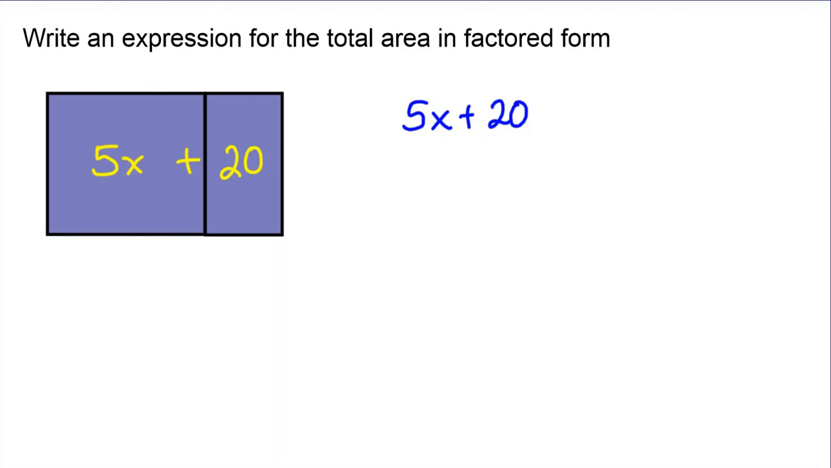So if we find the greatest common factor of 5x and 20, that would be 5. And 5 times x is the 5x, and 5 times 4 is the 20. So here is the area in factored form. So that basically tells me that this rectangle is a 5 by x rectangle. That gives me the 5x for the area. And this rectangle over here is a 5 by 4 rectangle, which gives me the 20 for the area there. So I can find the dimensions of this rectangle now if I think of factoring that expression.